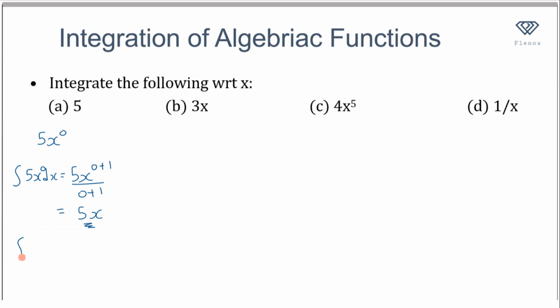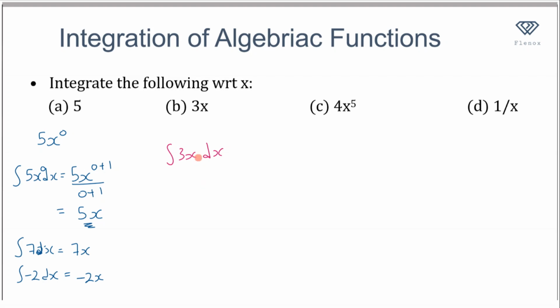In the same way, the integral of 7 will be equal to 7x. The integral of minus 2 with respect to x will be equal to minus 2x, and so on and so forth. So let's look at this next example where I'm told to integrate 3x with respect to x.